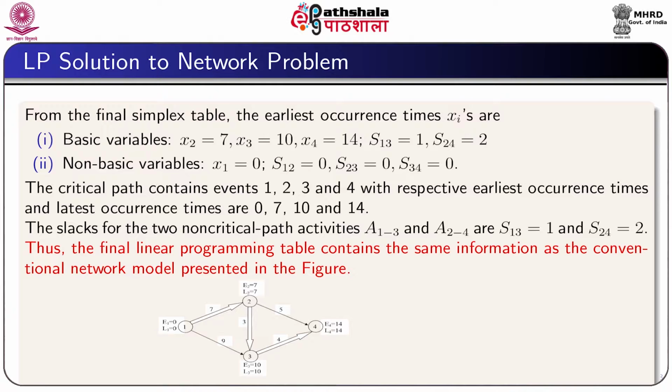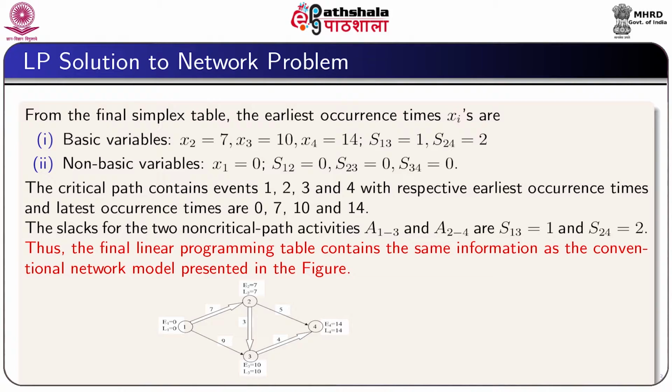Please note that the slacks S12 in the path or in the activity is 0 for the activity 2, 3, 0 and for the activity 3, 4 equal to 0. That means the activities 1, 2, 2, 3 and 3, 4, they make the critical path, while the slacks for the two non-critical path activities 1, 3 and 2, 4 are respectively 1 and 2.